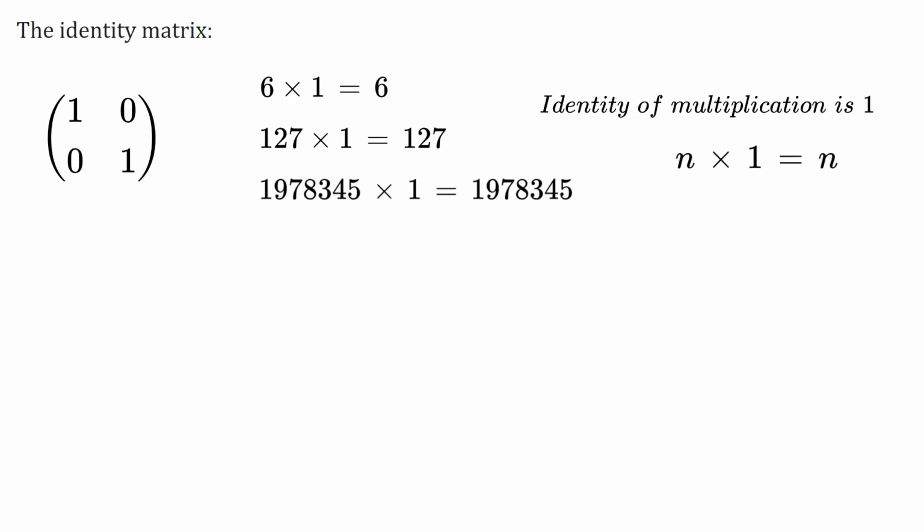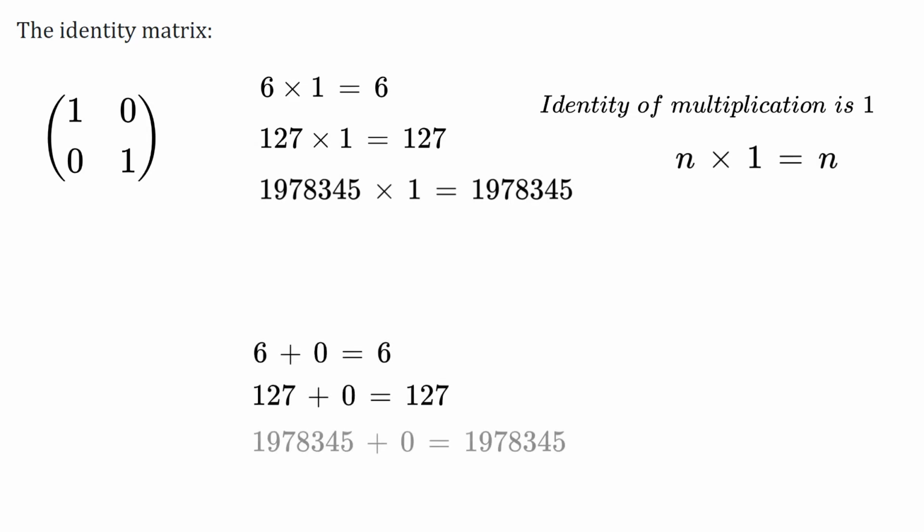Okay, and let's have a look at addition now. So 6 plus 0 is 6. 127 plus 0 is the same number. Big number plus 0 is just the same big number. So the identity of addition is just 0. So any number plus 0 is just that number itself. And it's likewise for subtraction with 0 and then division with 1.